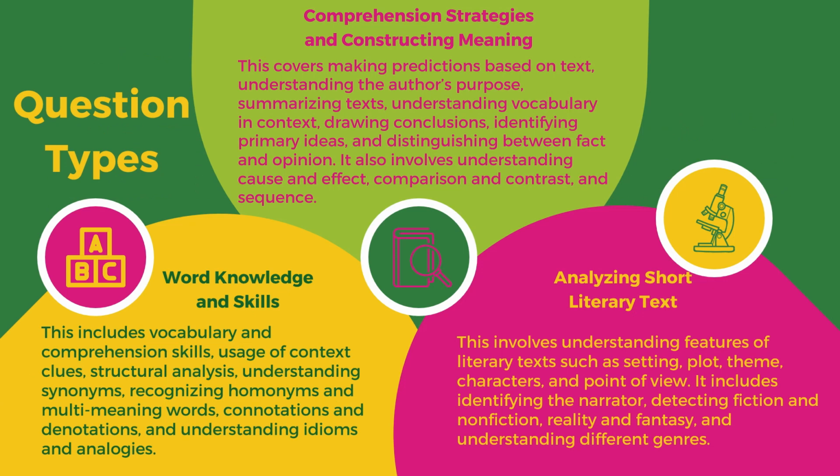There are many different types of questions on the test, but they can be grouped into three rough categories. Word knowledge and skill is basically vocabulary, but it can cover everything from basic definitions up to the connotations of words, understanding idioms, expressions, synonyms, antonyms, and breaking up words into smaller parts to determine the meaning. Comprehension strategies and constructing meaning would cover basic comprehension questions of the text up to higher order thinking questions such as fact and opinion or cause and effect, comparing and contrasting elements of the story.